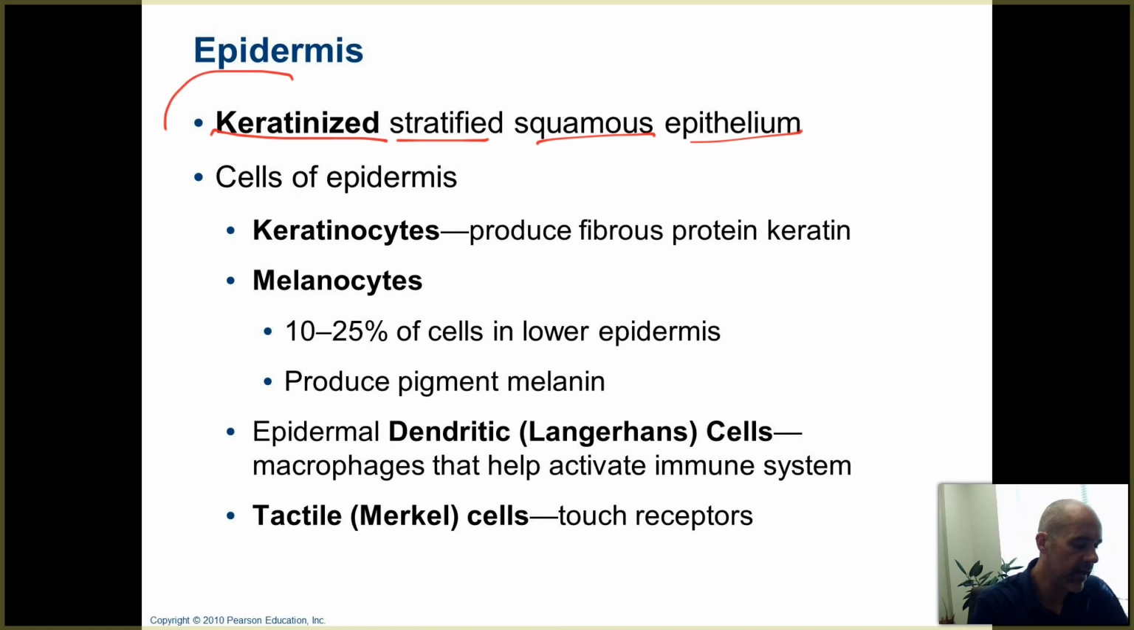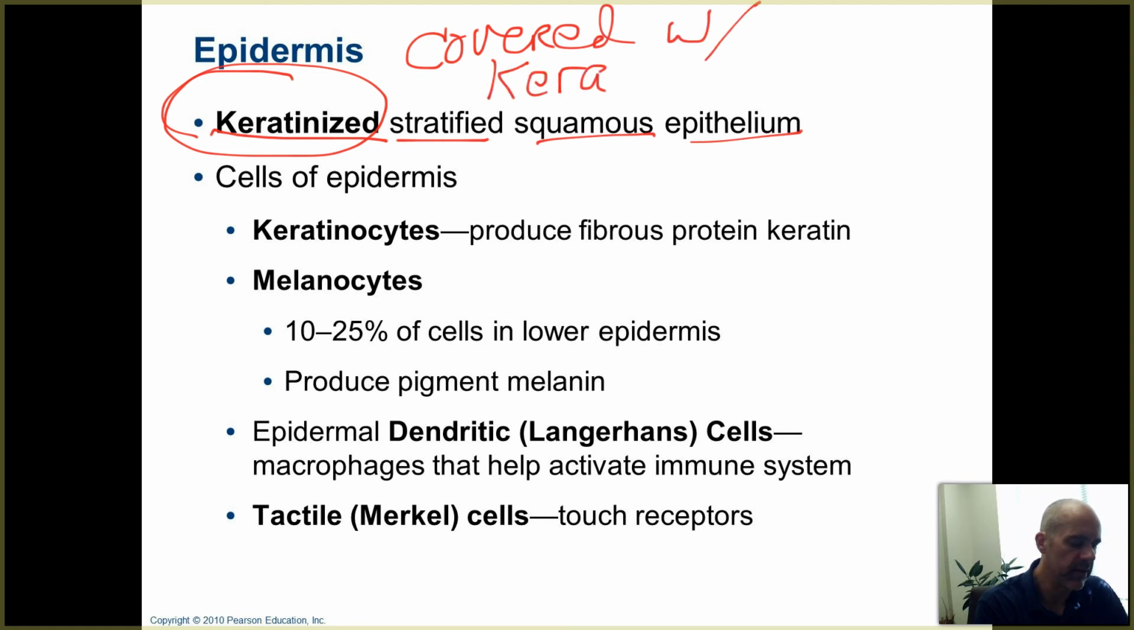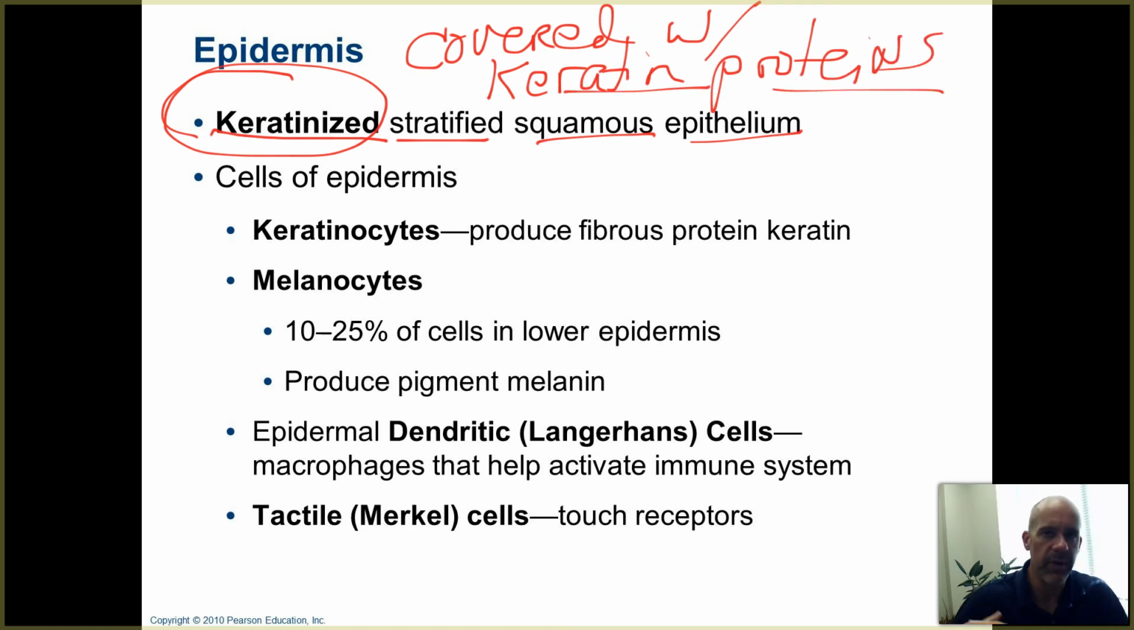And then keratinized means the surface is covered with keratin proteins. Keratin is a type of protein. So here's another example of proteins being very diverse in the body, having many diverse functions. And so keratin is a type of protein. You have that at the surface of your skin, and it is really the main thing that forms the nice barrier we have there at the surface.